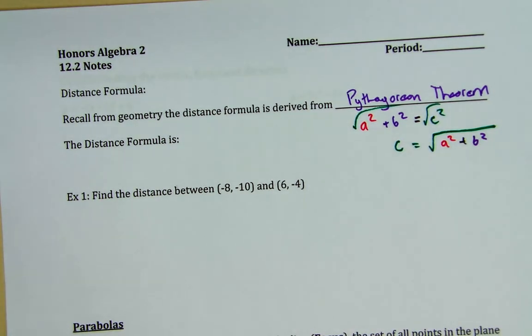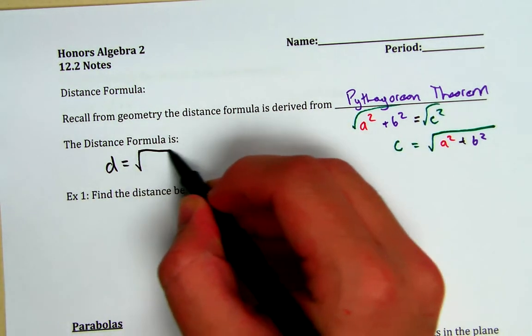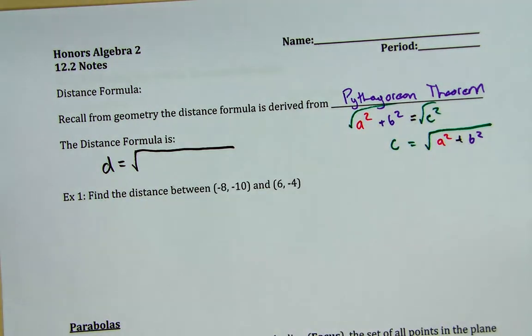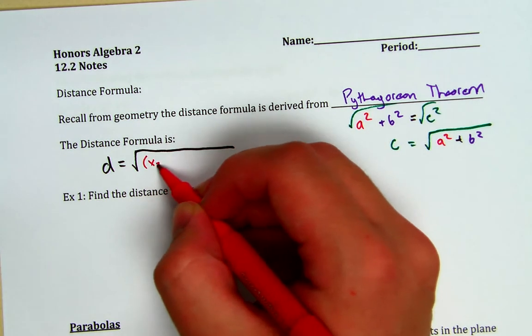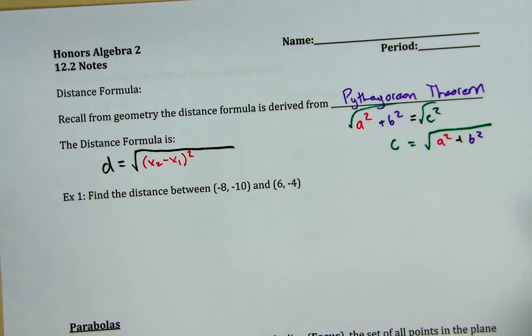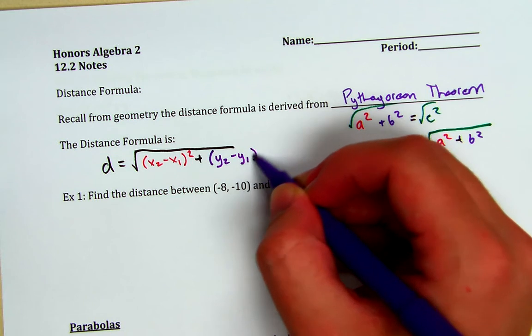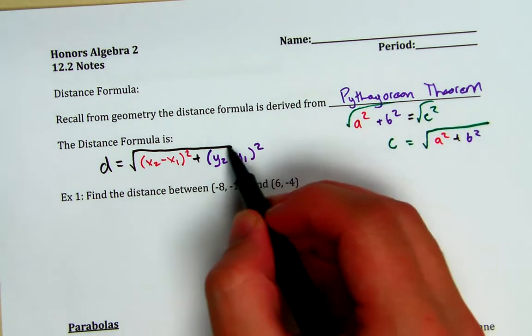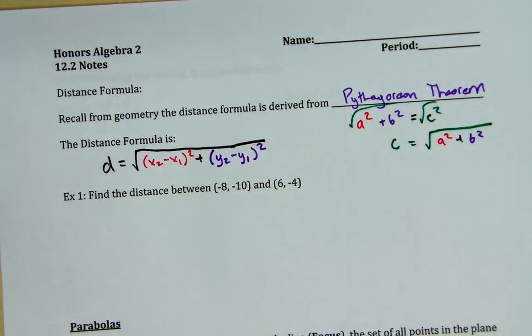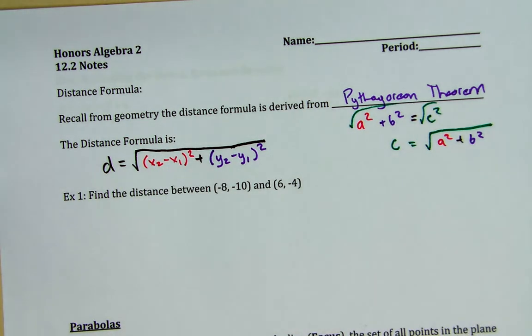The distance formula, plain and simple, is distance equals the square root of your second x value minus the first x value squared, plus the second y value minus the first y value squared. Of course, you want to make sure that stays under the whole root. Again, you can see directly that you've got your a squared, your b squared, and then your c. But we're talking about distance here.